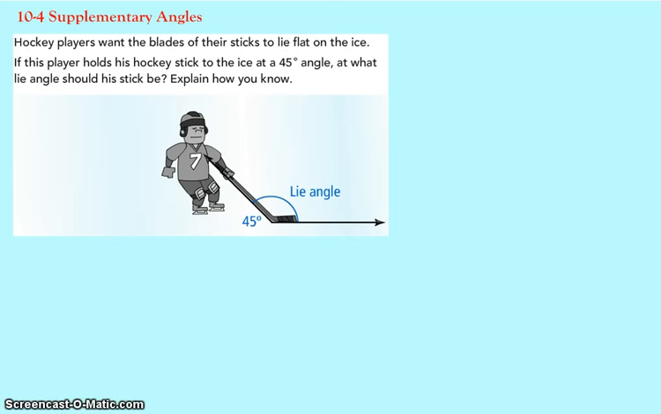Section 4, supplementary angles. Hockey players want the blades of their sticks to lie flat on the ice. If this player holds his hockey stick to the ice at a 45-degree angle, at what lie angle should his stick be? Explain how you know.